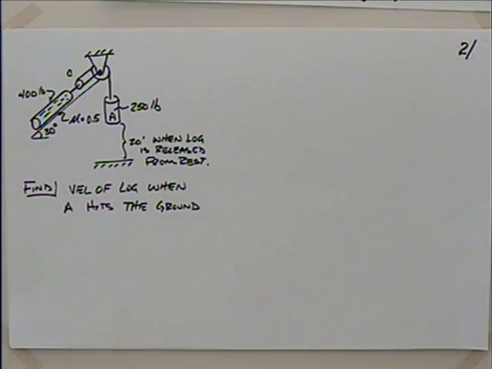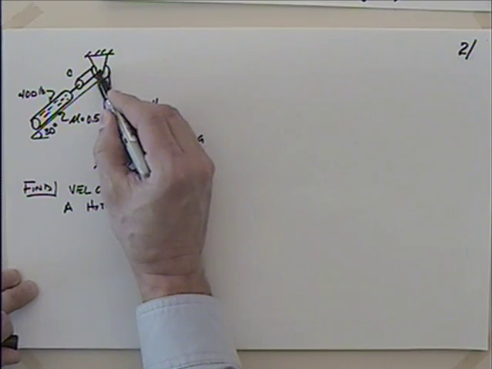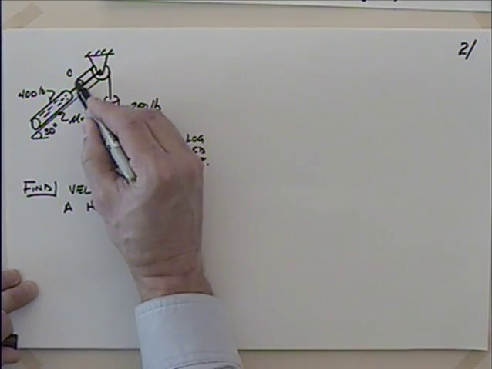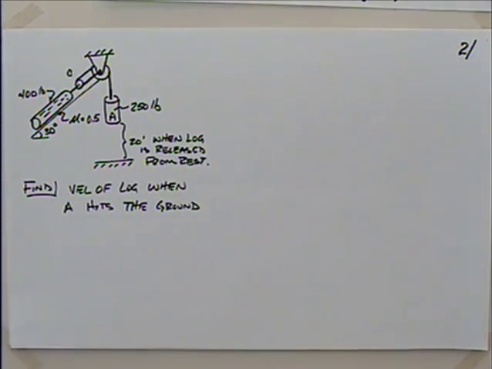We have a system here where we have this 400-pound log that's being pulled up a ramp. It's pulled up with a pulley system, so there's a pulley here. We have a cable that's attached at this point. It goes around the pulley that's attached to the log, back around this pulley, and is hooked to some counterweight A that's 250 pounds. The coefficient of friction between the log and the ramp is 0.5. The ramp is 30 degrees up with respect to the horizontal.